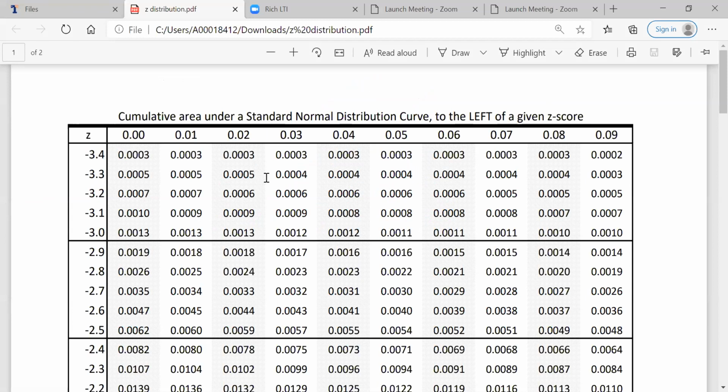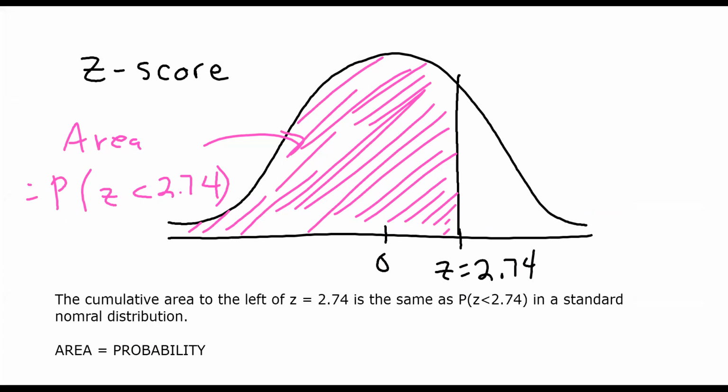This table has Z-scores split into two parts. On the left are the digits to the left and right of the decimal, and on the top is a two-digit number representing the second decimal place. The numbers in the middle represent left areas of a given Z-score. Let's take a look at the Z-score that we have. The Z-score we have is 2.74.